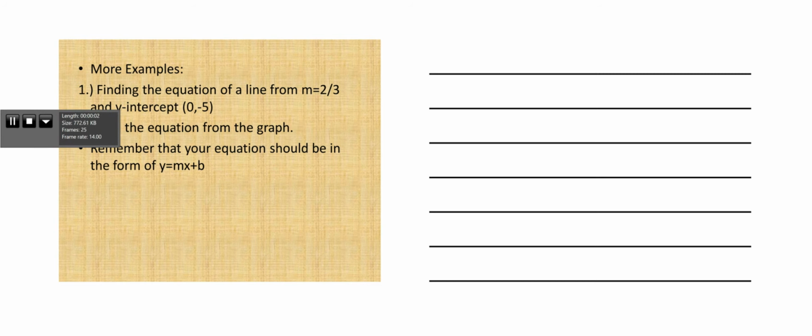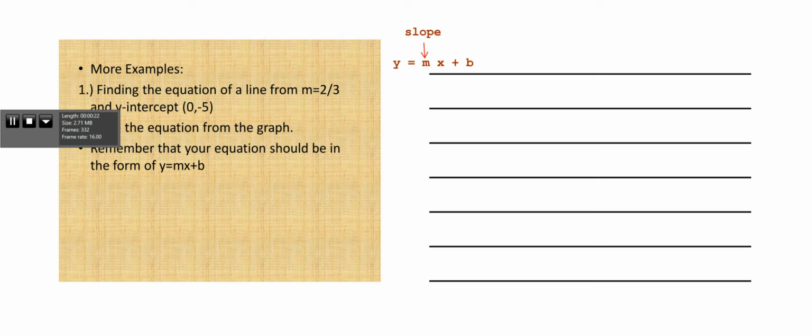So, more examples. Finding the equation of a line from m equals 2/3 and y-intercept of (0, -5), and then finding the equation from a graph. Remember that your equation should be in the form of y equals mx plus b. Okay, equation y equals mx plus b then.